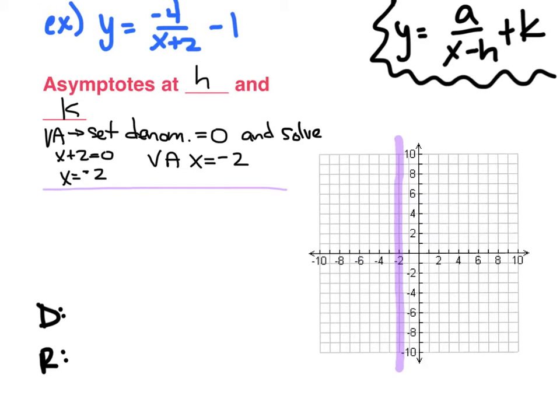And then the horizontal asymptote: if there's ever a number out here on the outside of the fraction, that's going to be our horizontal asymptote. So this minus 1, we have a horizontal asymptote at y equals negative 1. So go grab your highlighter, go to y equals negative 1.